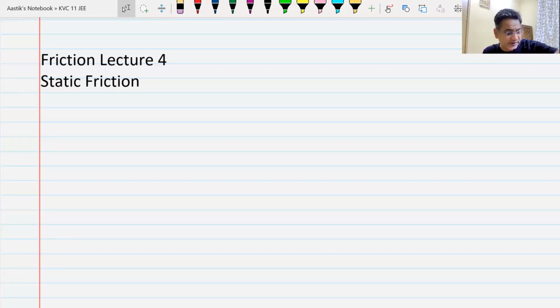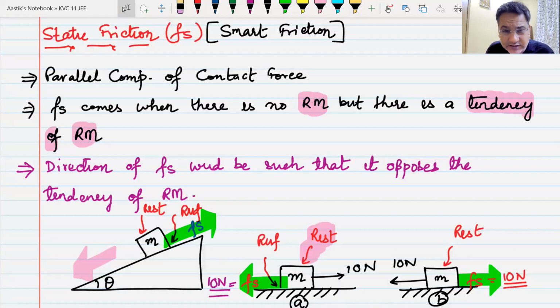We are dealing with friction, and I'm hoping to wind up this friction today by all means. Lecture number 4, and we are dealing with the smart friction, which is your static friction. We had seen in the previous case that the static friction can change its magnitude and it can also change its direction depending on where the body wants to move.